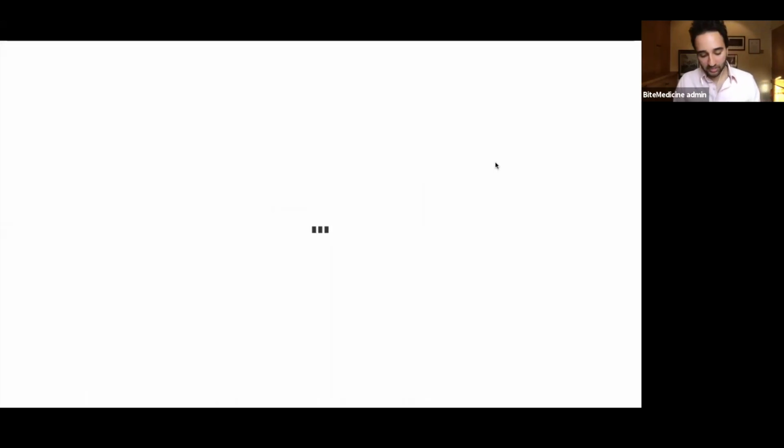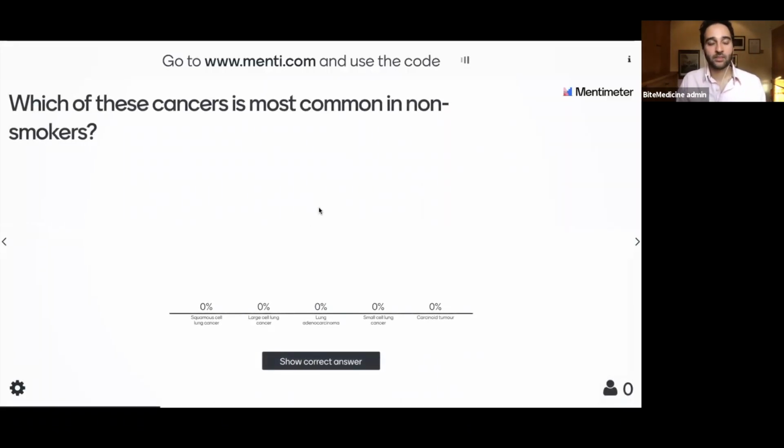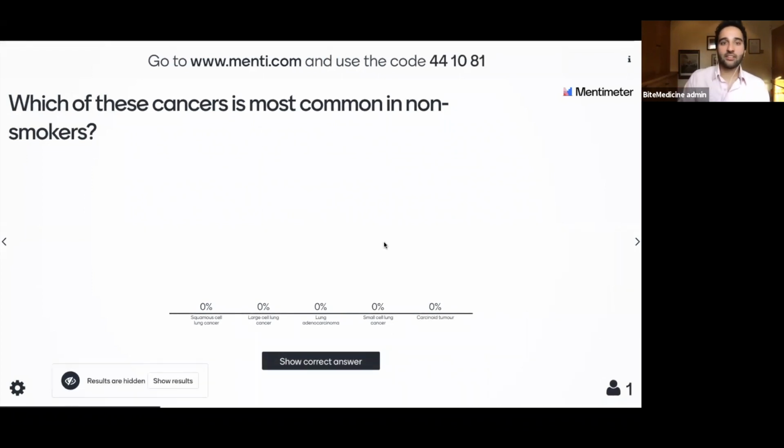Okay, next question. Which of these cancers is most common in non-smokers? We're going to talk about Lambert-Eaton in a second. I can see that popping up in the questions. Which of these cancers is most common in non-smokers? Squamous, large cell, adenocarcinoma, small cell, or carcinoid? I'll give you a few moments. Let them get up to a couple of hundred at least.